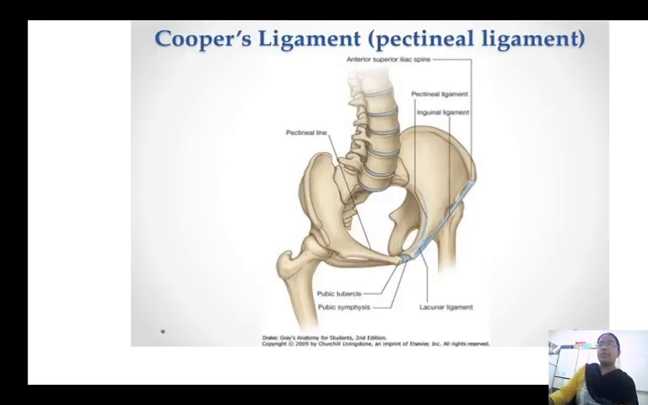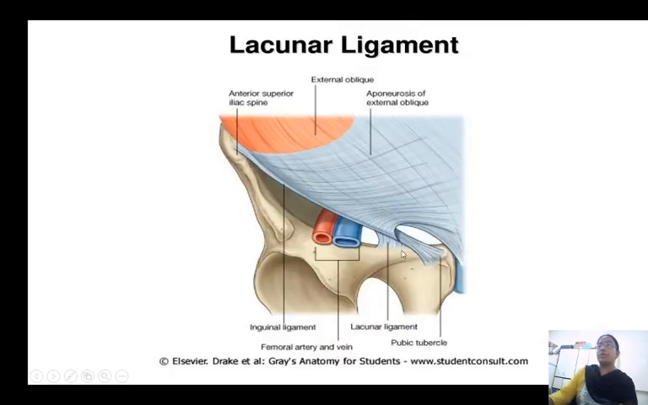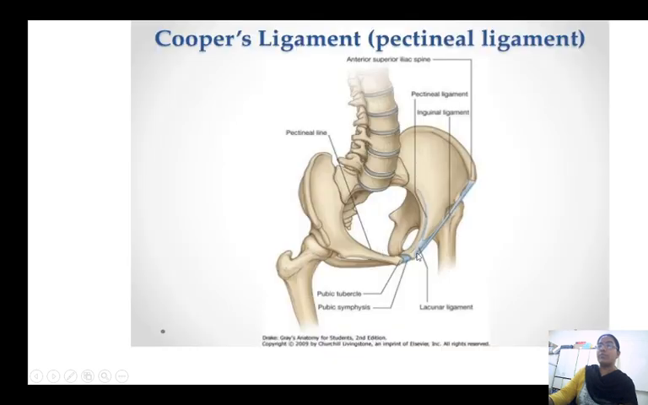Next, one more extension of the external oblique is the pectineal ligament, or Cooper's ligament. This is what we have seen as the base of the lacunar ligament. Some of the fibers of the base of the lacunar ligament, which forms the medial boundary of the femoral ring, extend laterally. You can see these fibers, this is the base of the lacunar ligament.